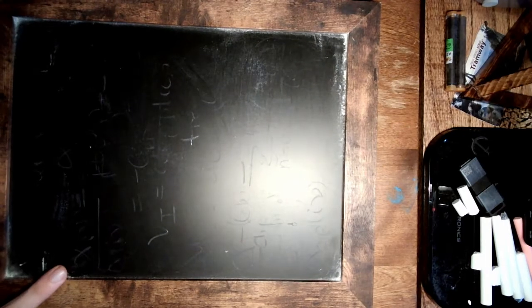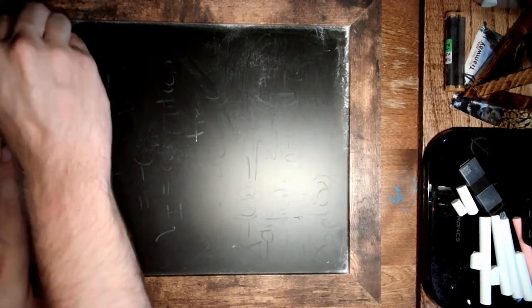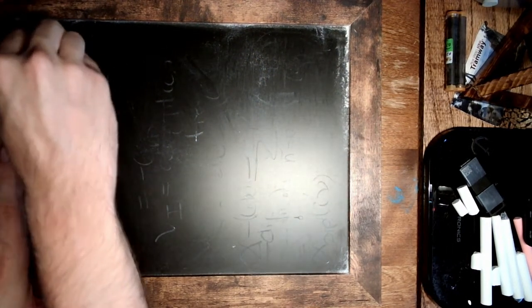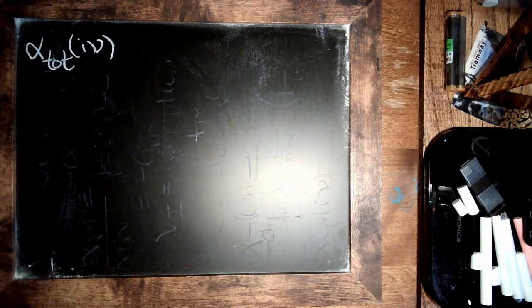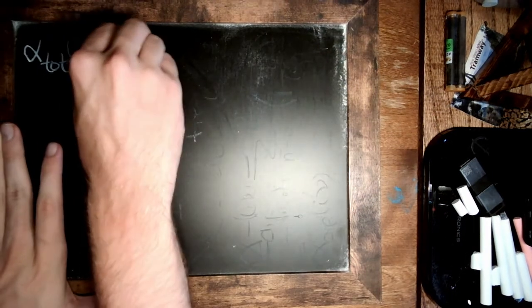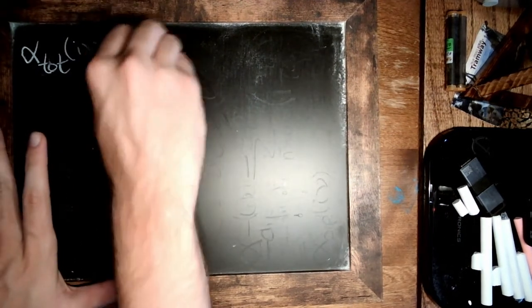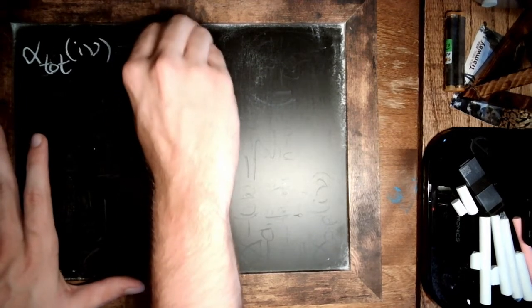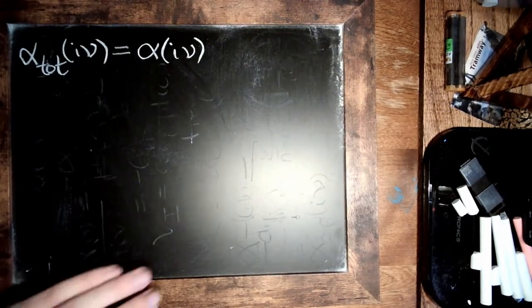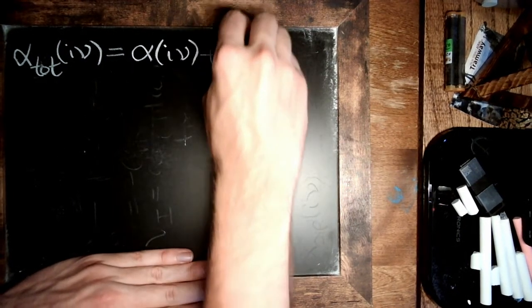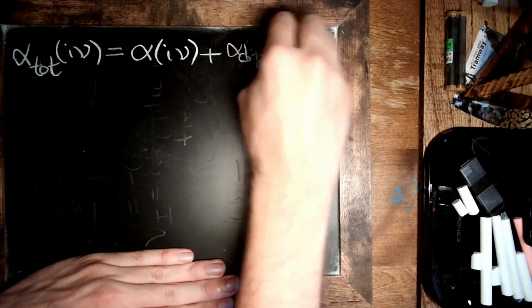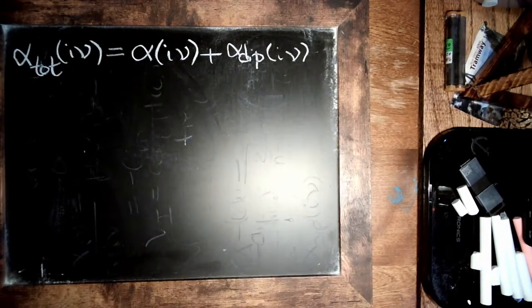So here we flip the orientation of the board. So we want to find alpha total as a function of I times nu. That's going to be simply equal to the alpha, plain alpha, which is of a nonpolar object, plus the dipole, also of I times nu.